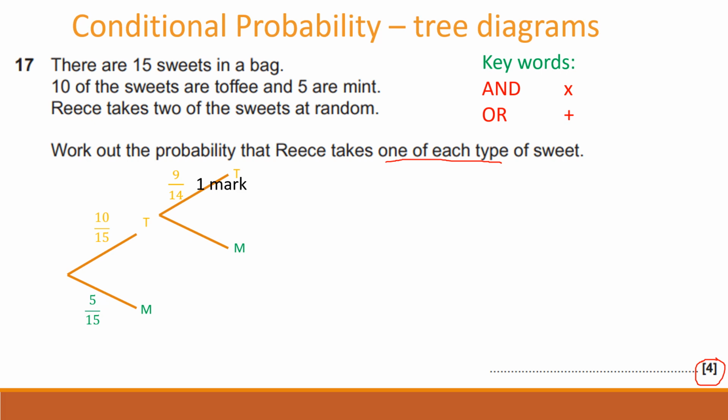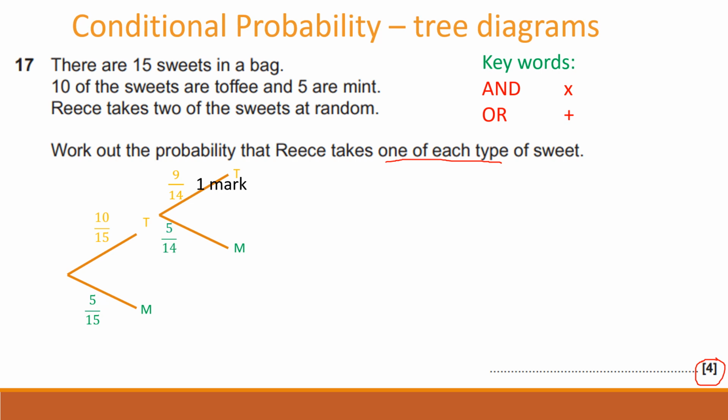So these have not been replaced. If it says in the question that it's replaced, the denominator will be the same on both strands, but here there is no mention of the word replacement, so we are taking one out and one's been eaten. Now there were 10 toffees, now there are only 9 toffees, but there are still 5 mints, so that means there are 5 out of 14 mint.